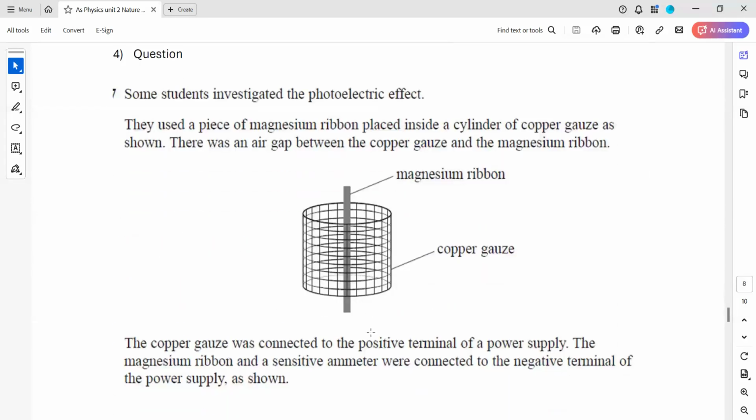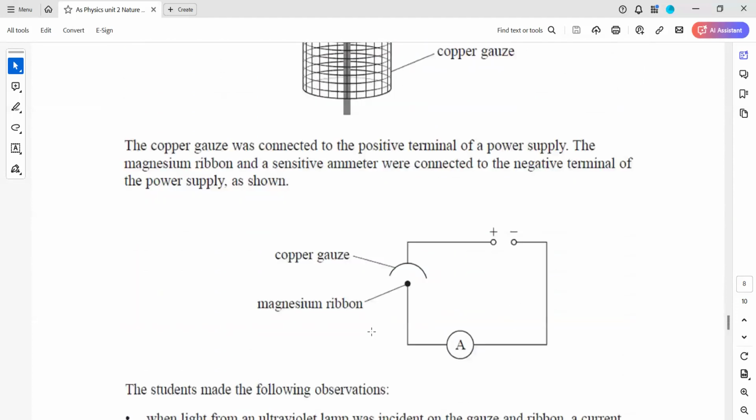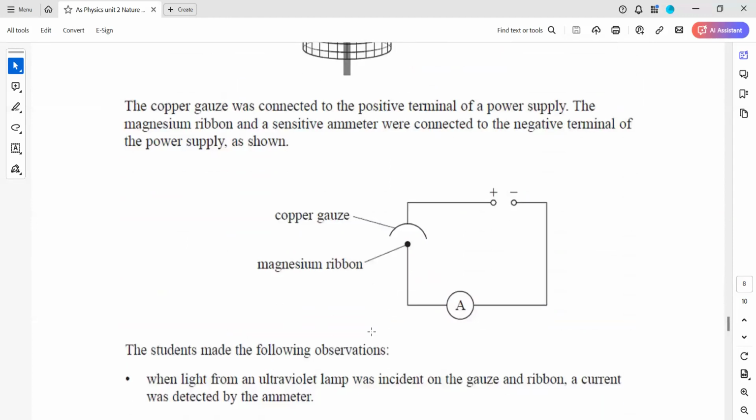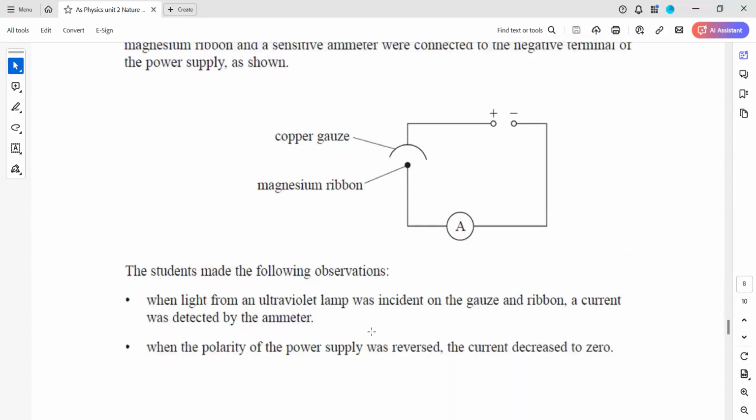Some students investigate the photoelectric effect. They use a piece of magnesium ribbon inside a cylinder of copper gauze, with an air gap between the copper gauze and the magnesium ribbon. The copper gauze is connected to the positive terminal of a battery, and the magnesium ribbon and a sensitive ammeter are connected. The student made the following observation: when light from a UV lamp was incident on the gauze and the ribbon, a current was detected. When the polarity of the power supply was reversed, the current decreased to zero.